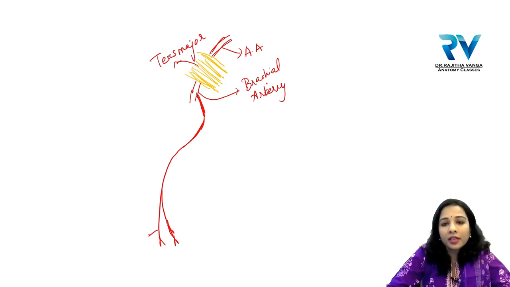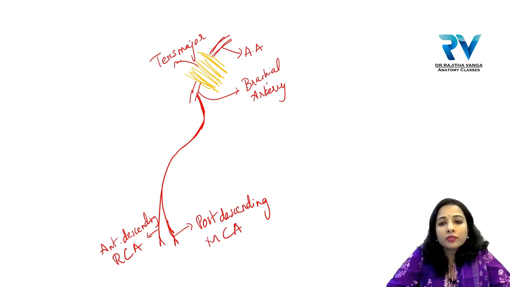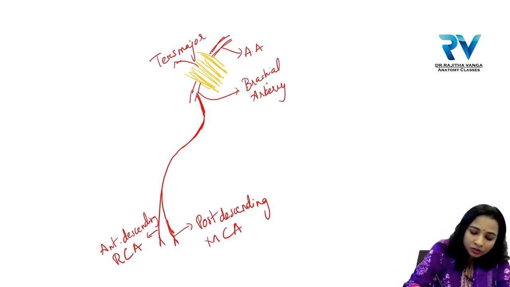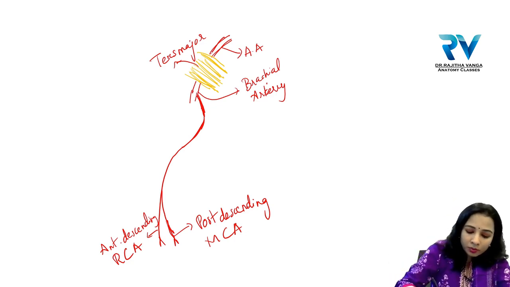The profunda brachial artery also gives rise to branches to the deltoid on its way, called the deltoid branch. It also gives rise to a branch called the nutrient artery, which supplies the humerus, and also gives rise to muscular branches to supply the triceps.